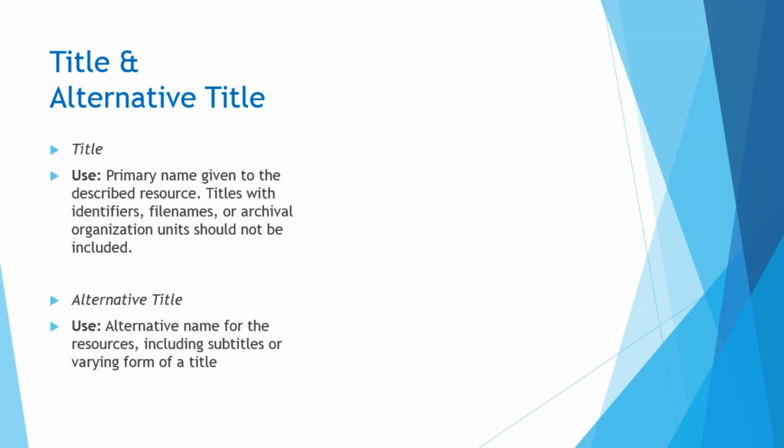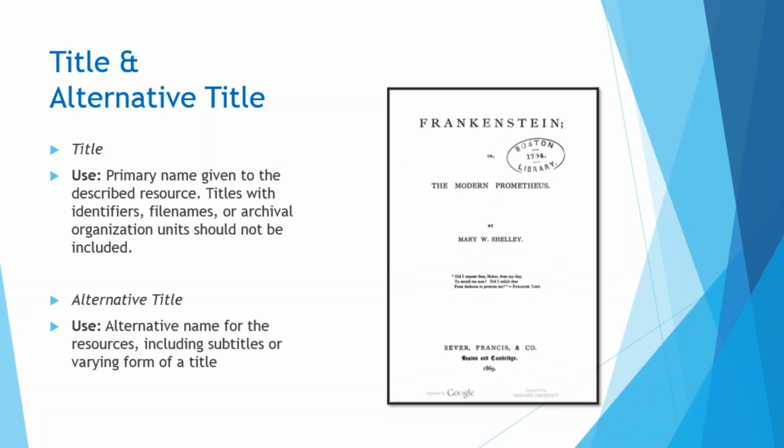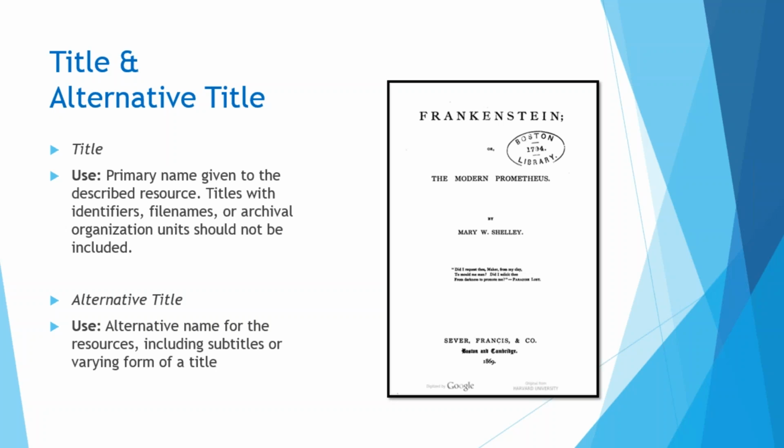So this begins where we're actually talking about the elements themselves. The title field is required but not repeatable. The title of the resource should be descriptive yet succinct. Titles with identifiers, file names, or archival organization units are not useful to search and discovery, especially in the DPLA environment, and they should be avoided if possible.